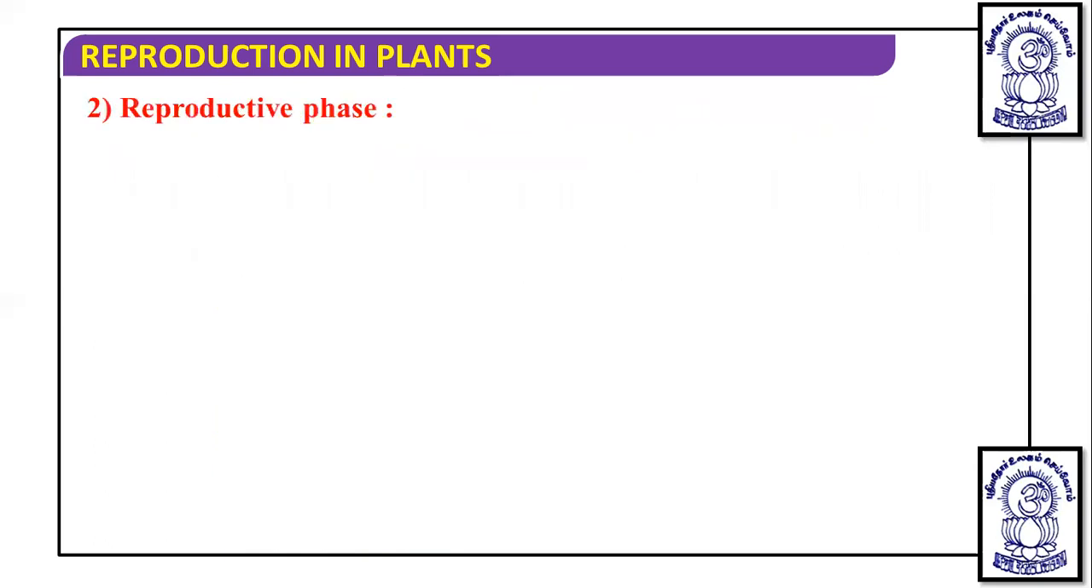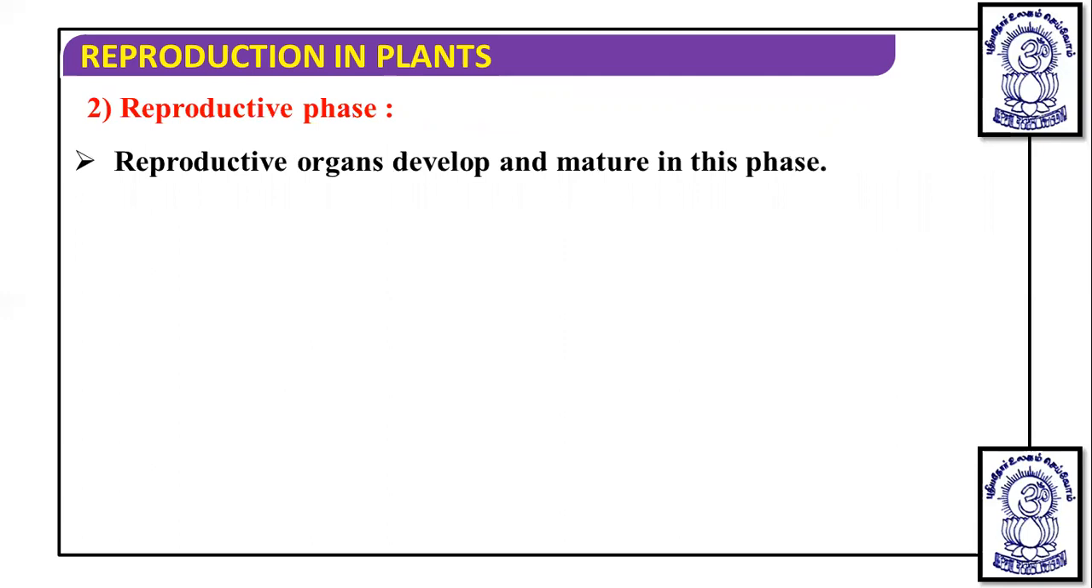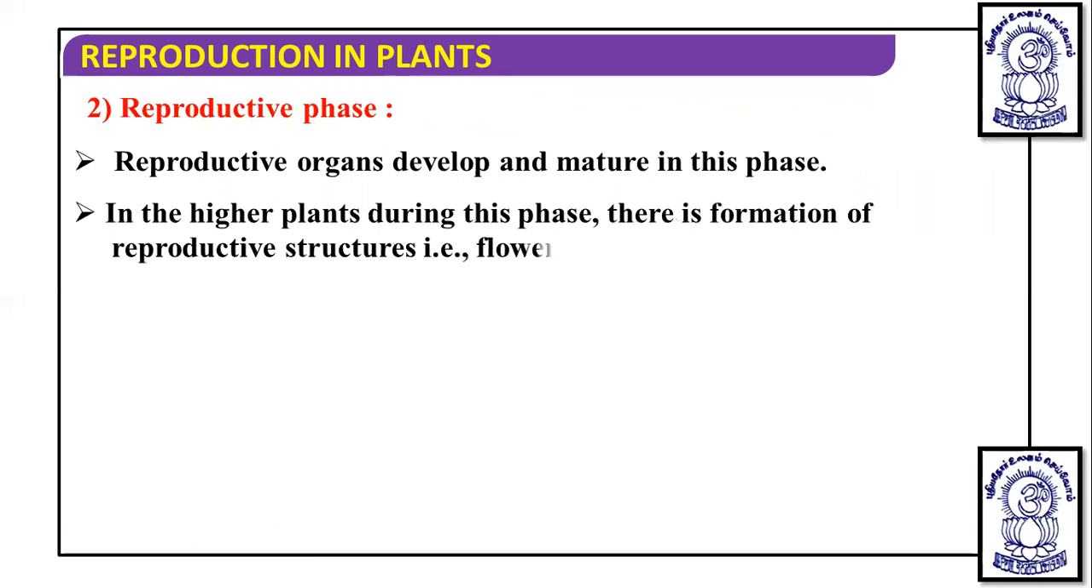After the juvenile phase, the reproductive phase is found. The reproductive phase is the phase where they attain reproductive maturity. And here, the reproductive organs develop and mature. In higher plants, during the reproductive phase, there is a formation of a reproductive structure, that is a flower. Specifically in angiosperms, this flower formation occurs during the reproductive event.